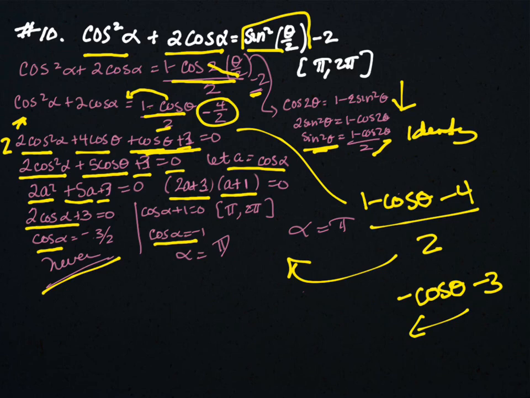And cosine alpha is negative 1 at pi. And the domain that you could put in for alpha was pi to 2 pi. And so the answer would just be pi. So the answer is alpha equals pi. Okay?